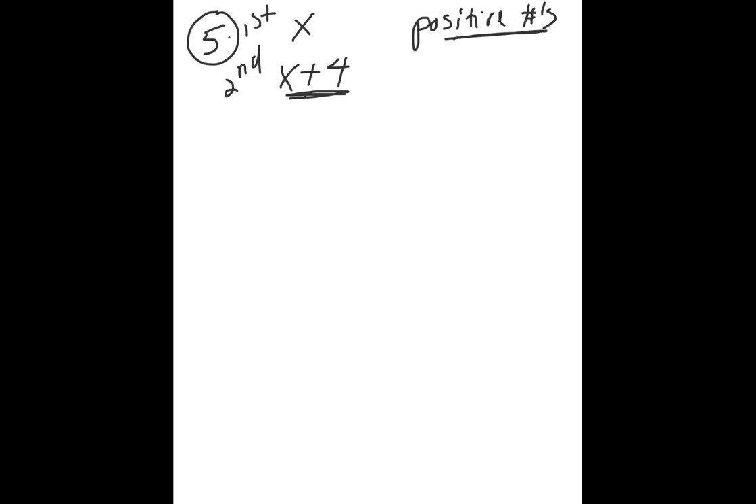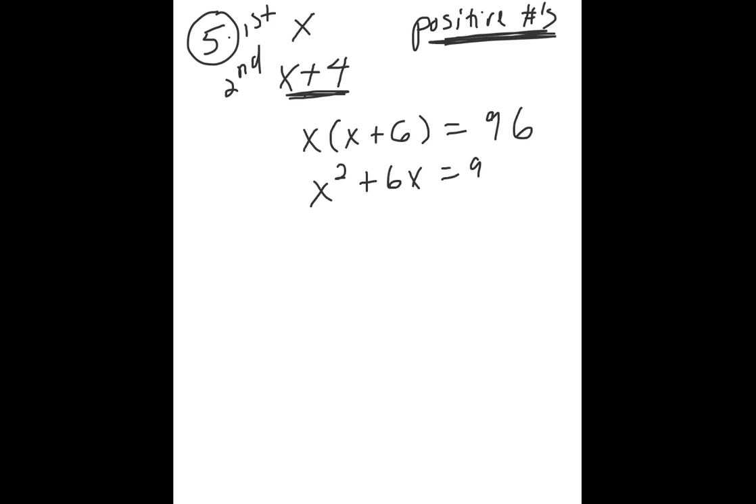Anyways, their product is 96. So in other words, if we take these two numbers and multiply them together, x times x plus 4, the product is 96. They want us to find the numbers. Be careful. They want us to find two positive values, guys, positive numbers. So we're going to distribute. We get x squared plus 4x... x squared plus 6x equals 96. This is a quadratic. We have to set it equal to 0. Move that 96 over. x squared plus 6x minus 96. They want positive values.